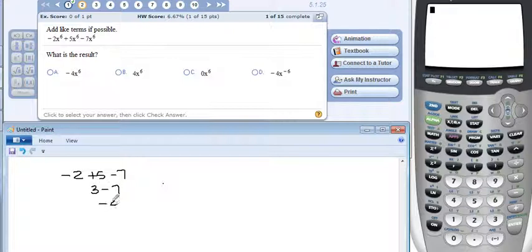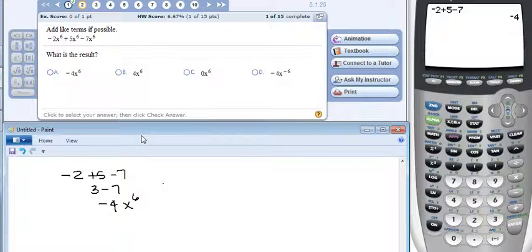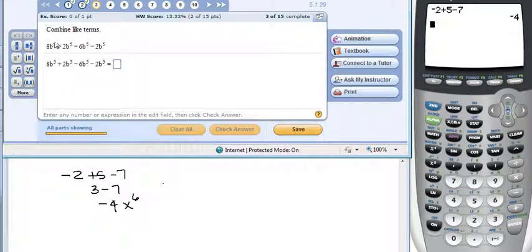So really what I'm doing is I'm just combining the coefficients. So I've got negative 2 plus 5 minus 7. Okay, so right here, negative 2 plus 5 is a 3. So I can do this, or I can do this. Okay, so I'm just going to go left to right here. All right, and now I've got negative 4, but I've got x to the sixths. Okay, so that would be this one. Okay. All right, so here, same thing. We've got b to the fifths. You're just going to combine the coefficients. 8 plus 2 minus 6 minus 2.